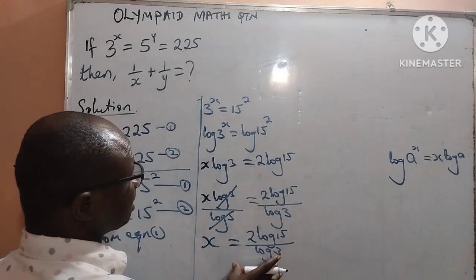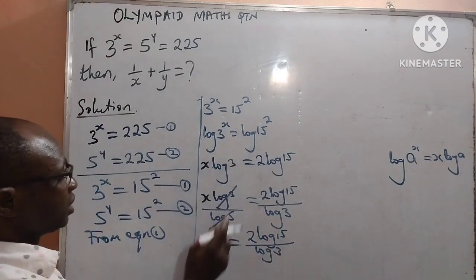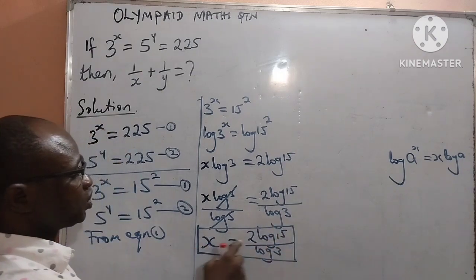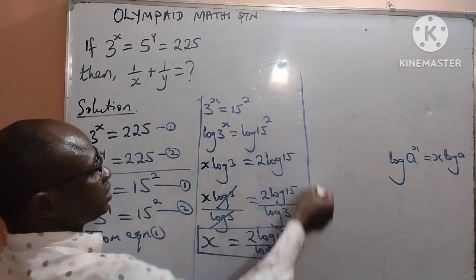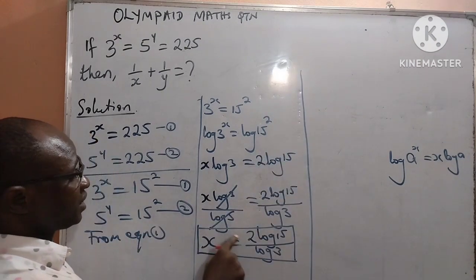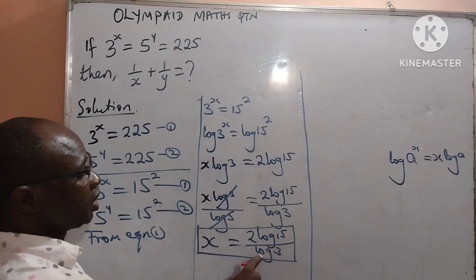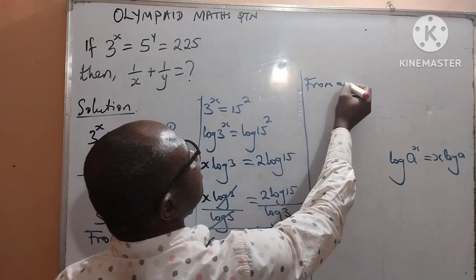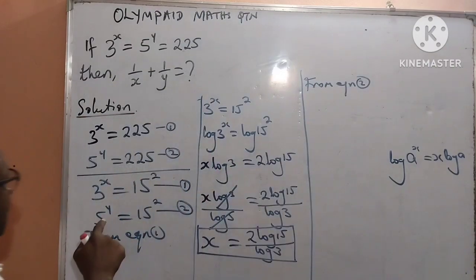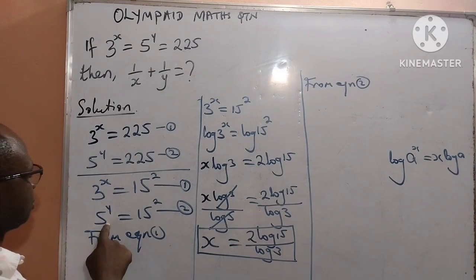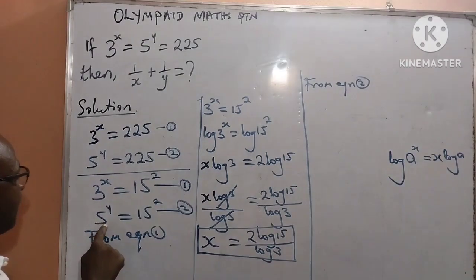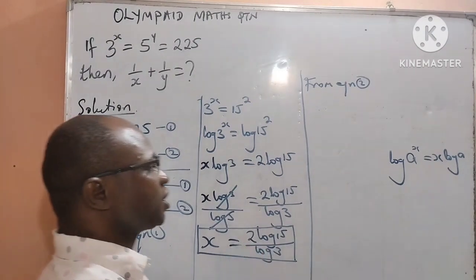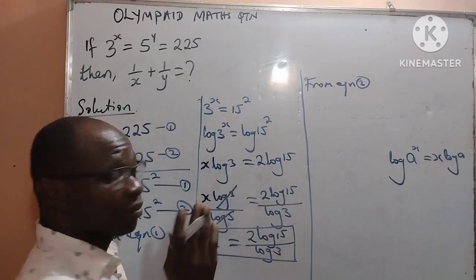Beautiful. You can see that in this equation 1, we have gotten the value of x. x now is equal to 2 log 15 all over log 3. Now, from equation 2, look at my equation here, equation 2, I am given that 5 raised to power y is equal to 15 raised to power 2. I am going to do exactly what I did in equation 1.